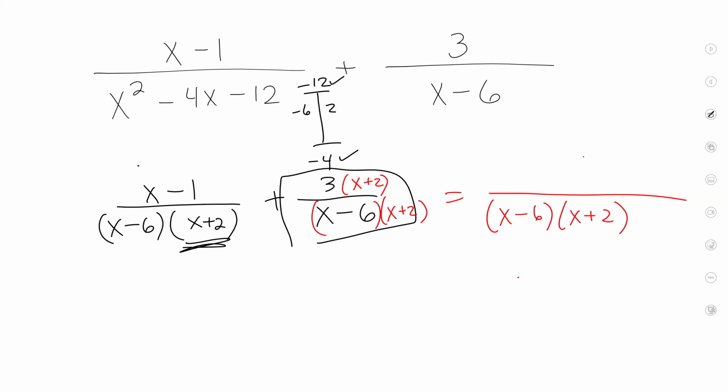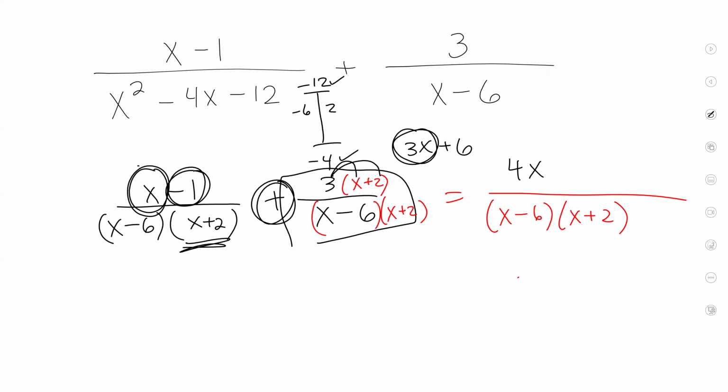Okay, the numerator. 3 times x is 3x. 3 times 2 is 6. So you just add x plus 3x is 4x. -1 plus 6 is 5. So this is your final answer.